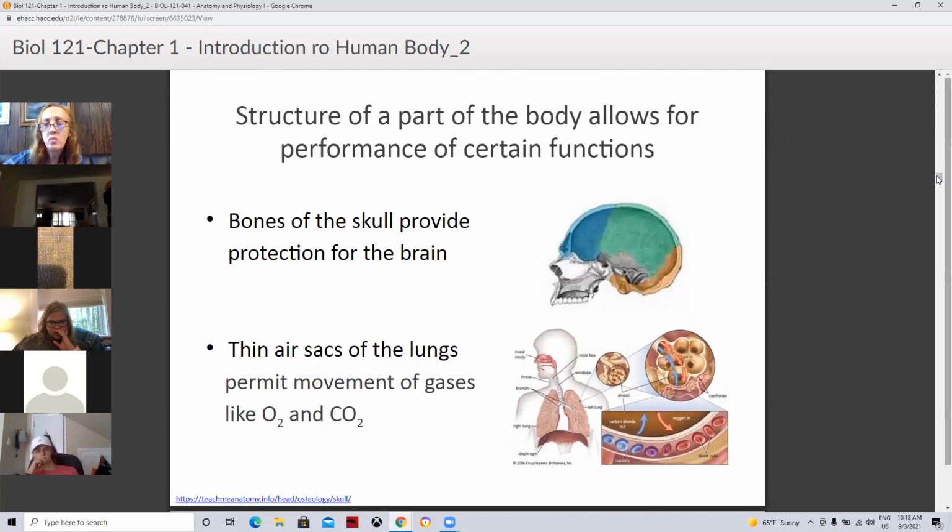So we talked about this a little bit before we started talking about the way we visualize structures. The structure of a part allows for the performance of specific functions. For example, the bones of the skull provide protection for the brain, and thin air sacs of the lungs permit the movement of gases like oxygen and carbon dioxide. So the hard bones in the skull protect the softer tissues of the brain. The thin sacs of the lungs allow for efficient diffusion of gases. If the bones of the skull become softer, or bones become softer overall, they lose their function.